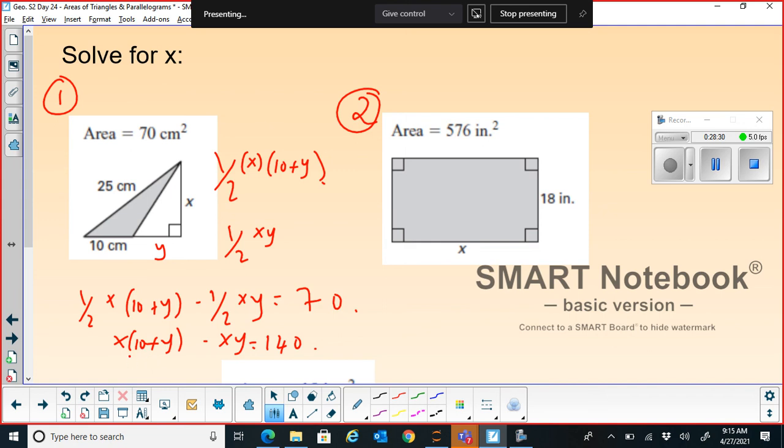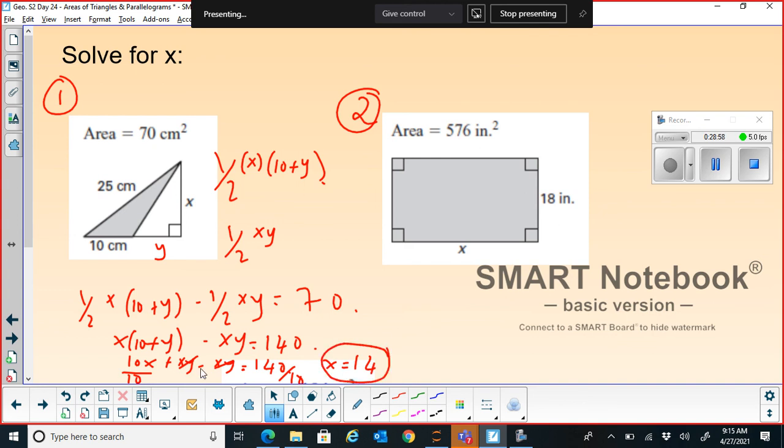Here I have 10x plus xy minus xy equals 140. I don't have to go to a more equation of Pythagoras. Here xy gets crossed out, so just dividing by 10 I get x as 14. I have x equals 14 for the first one.